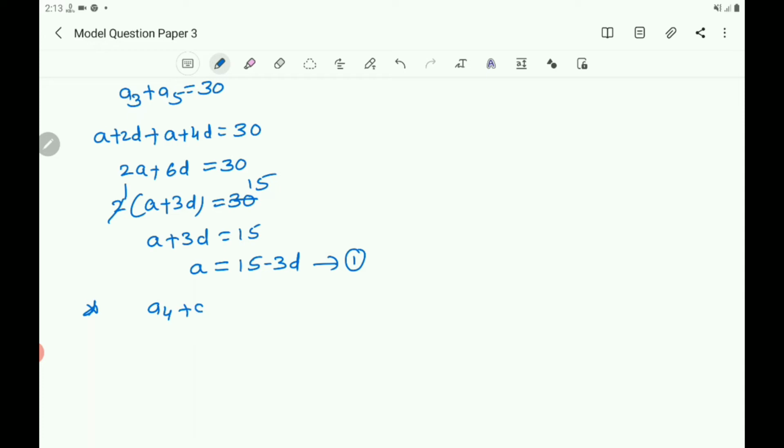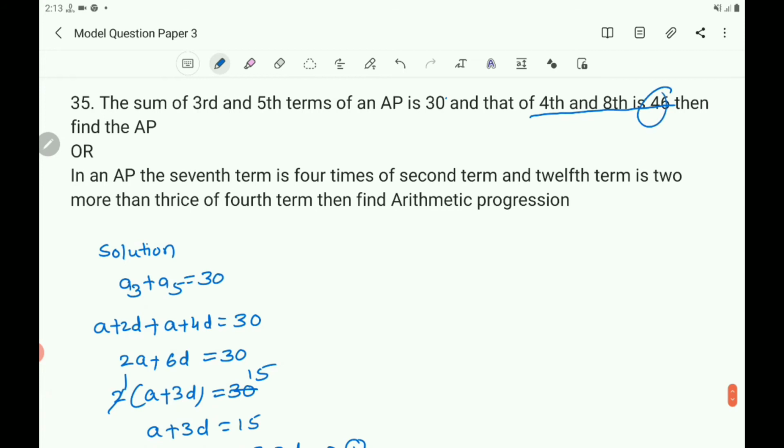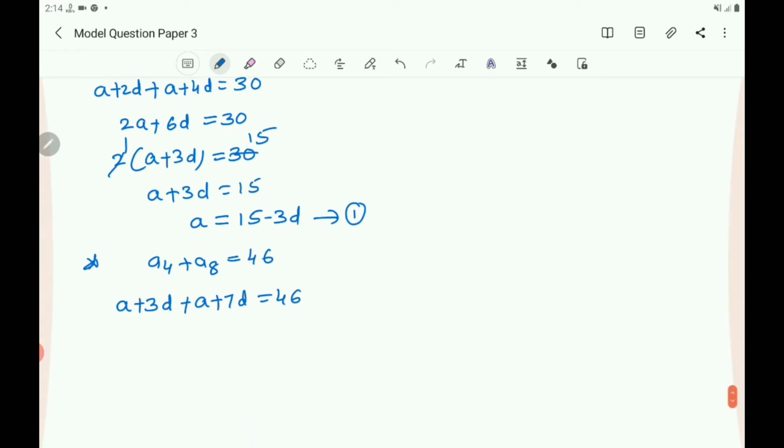Take A4 plus A8 equals how much? That is 46. Again you express A4 and A8 in terms of a and d, by using the formula an equals a plus n minus 1 into d. A4 means a plus 1 less than 4, that is 3d. A4 is a plus 3d. Then A8 is a plus how much d? That is 7d. Equals 46.